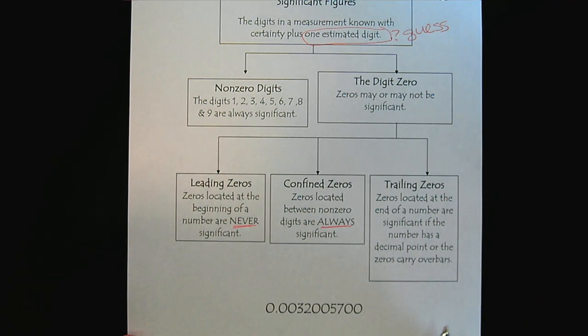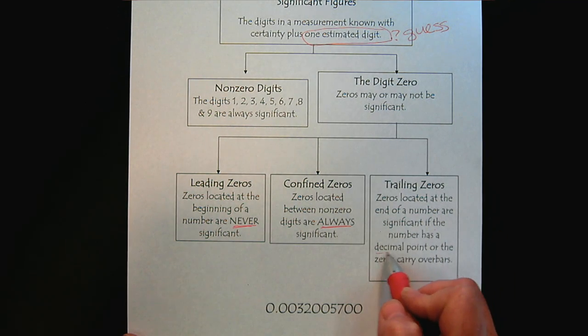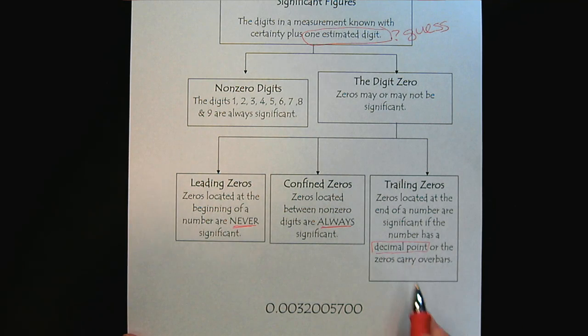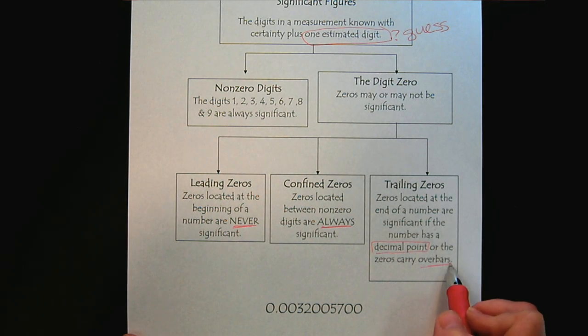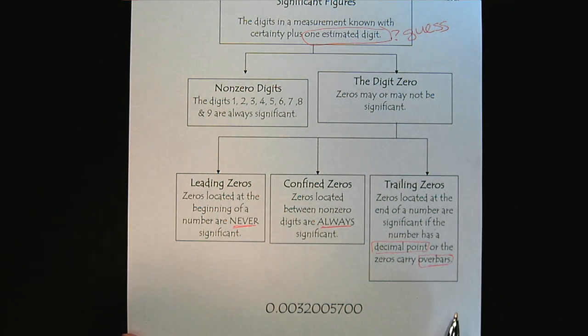For trailing zeros, you're going to have to depend on who your instructor is. In my class, we follow this rule: the zeros located at the end of a number are significant if the number has a decimal point, or the zeros carry an overbar. Some professors and textbooks call this ambiguous, so you're going to need to defer to what your professor says about the rules. So now let's see how these rules work.